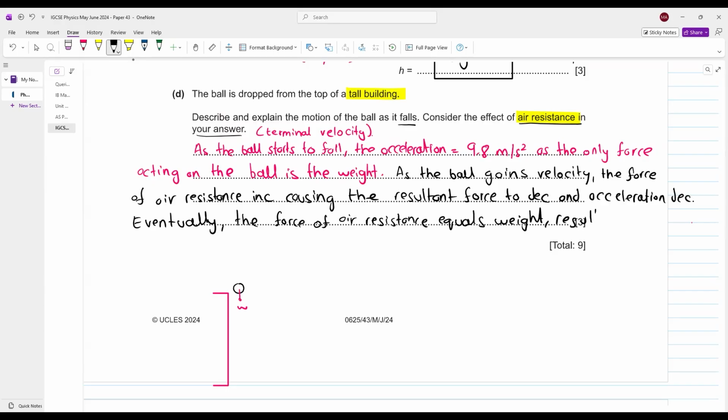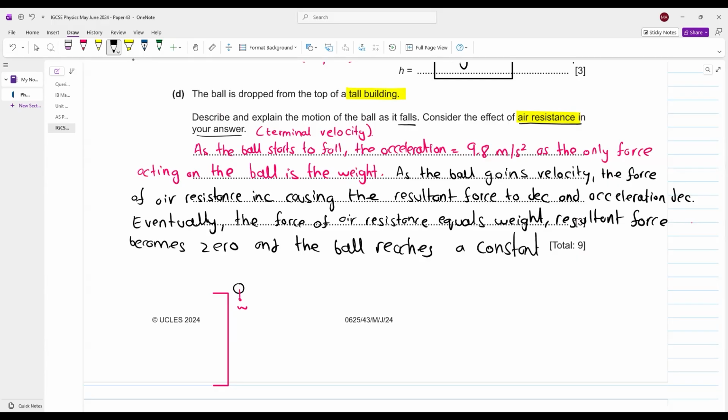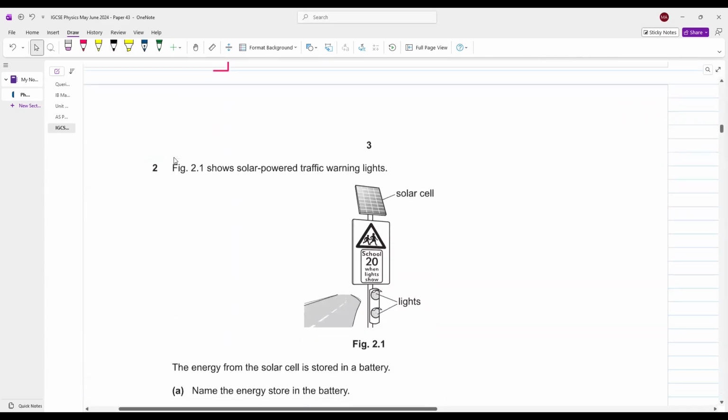Resultant force becomes zero. And the ball reaches a constant speed. Simple as that, nothing complicated here. इससे आसान और क्या होगा. चलो, let's further move ahead.